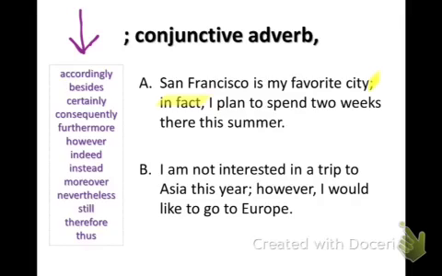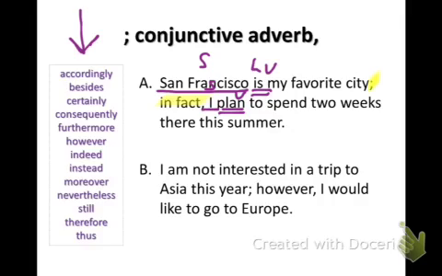Of course, I knew that was going to happen because we were right at the end of the presentation, but let's go ahead. All right, San Francisco is my subject. Is is my linking verb there. I'm going to look for something on the other side of my semicolon and conjunctive adverb. I is my subject. Plan is my verb.